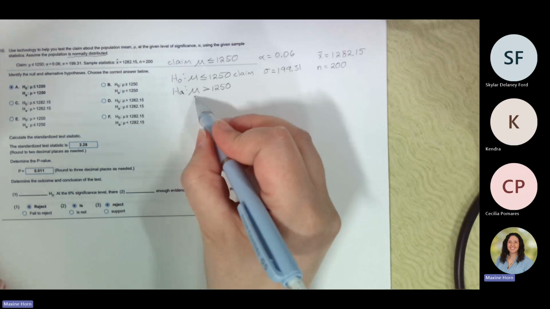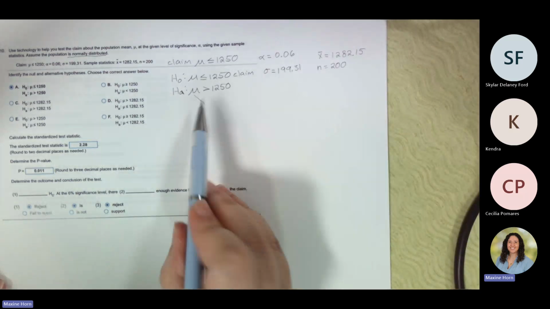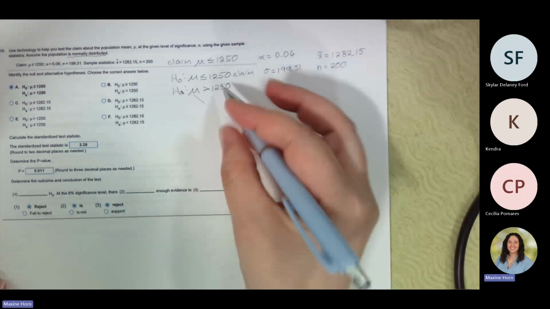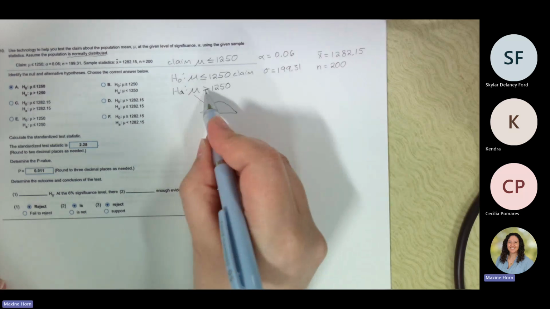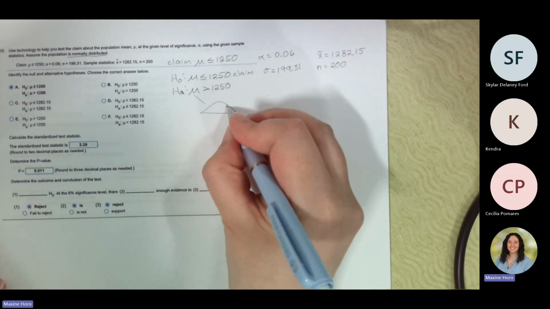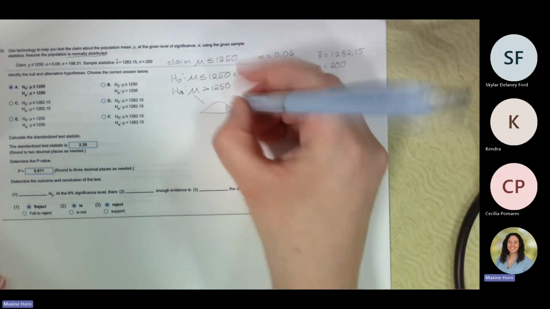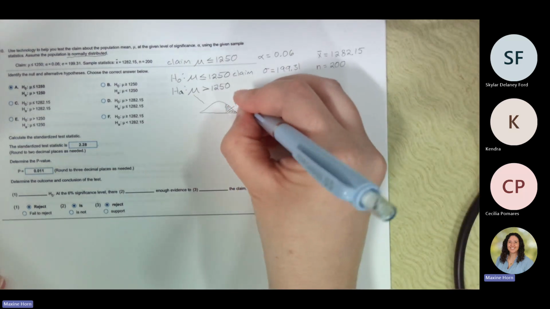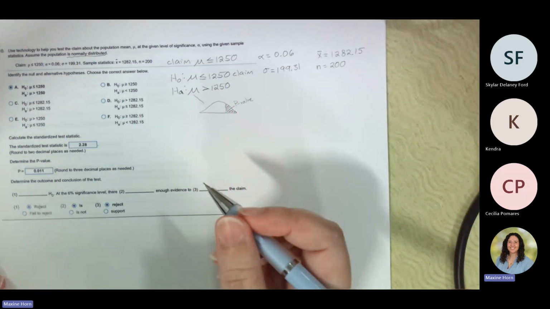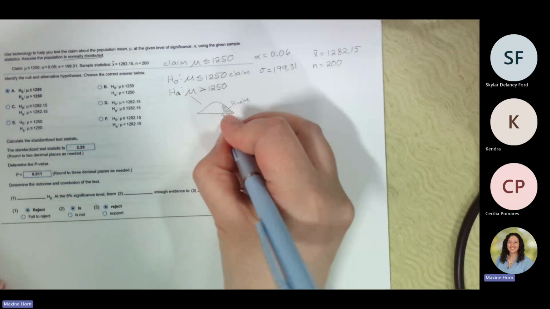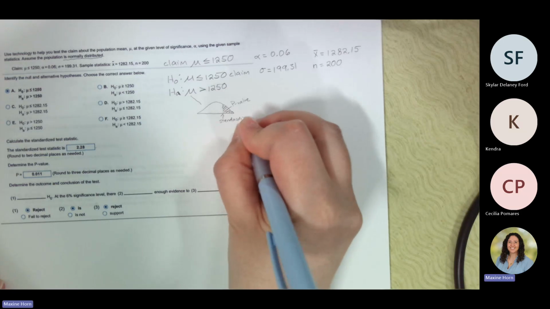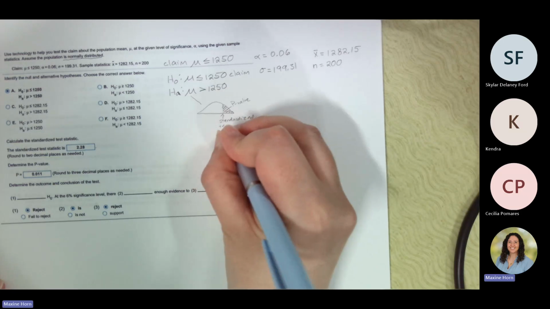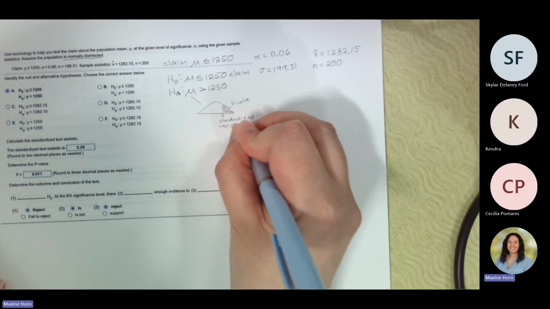So let's go ahead and draw what this looks like. Remember, the alternative hypothesis is always the one that tells us what this looks like. This is greater than, which means this is a right tail test. So again, the p-value is the area under the curve in the shaded region, and the value that separates the shaded from the non-shaded is the standardized test statistic.